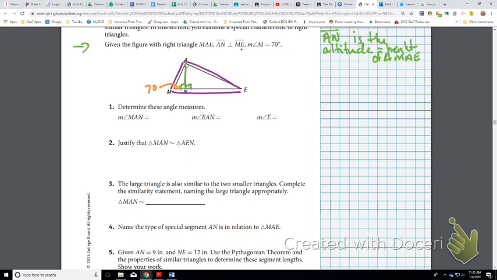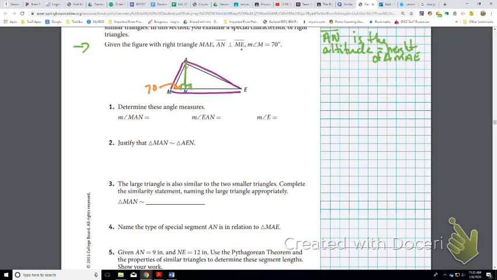So now what I want you to do is go down to question 1 and find those three angle measures for me. Okay, so let's see what you came up with. The measure of angle MAN. That is this little tiny one right here.